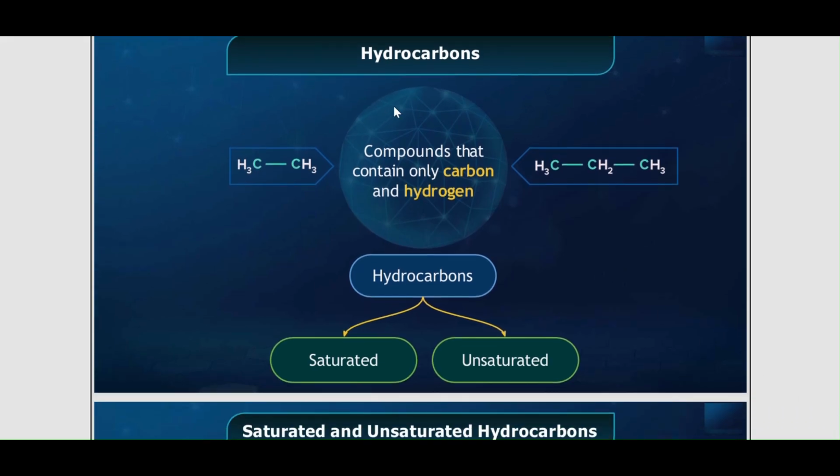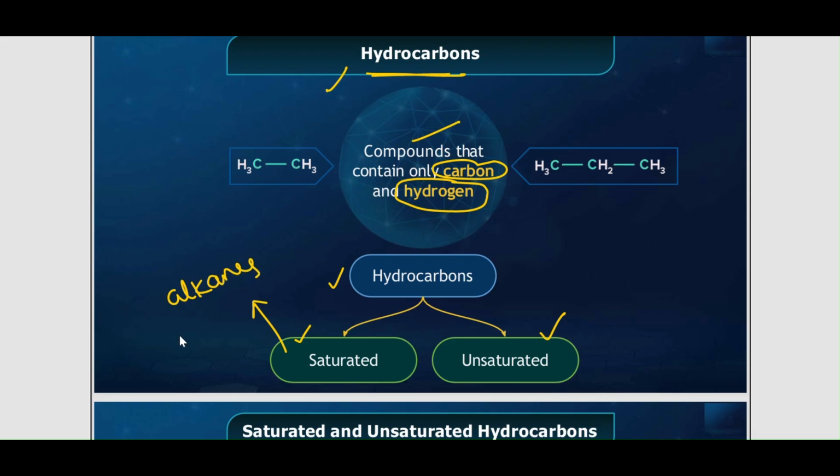Next one, beta, we are discussing the hydrocarbons. What are hydrocarbons, sir? Simply the compounds which contain only carbon and hydrogen are called hydrocarbons. These hydrocarbons are divided into two types. One is saturated, another one is unsaturated. We know that examples of saturated hydrocarbons are alkanes. About unsaturated, alkenes and alkynes.